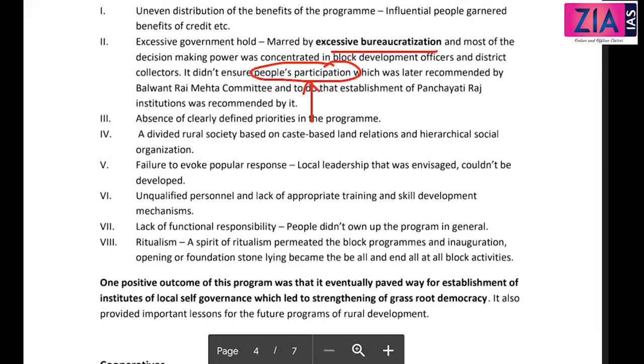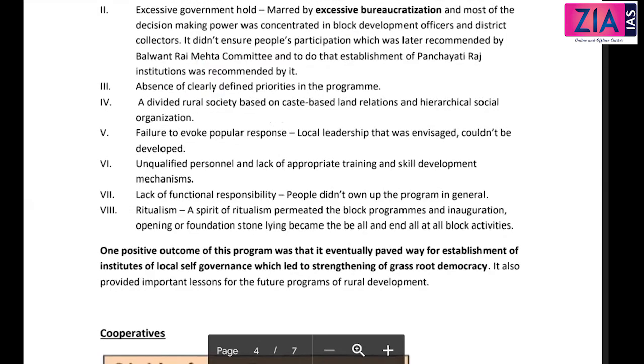but that was not actually the case, which was later recommended by the Balwant Rai Mehta committee, and then the Ashok Mehta committee, and the LM Singhvi committee, and then that led to Panchayati Raj institutions later, the 73rd and 74th amendment. And that was given the constitutional status. Once you give the constitutional status, then they can do things on their own. You don't want to depend on anyone else, because the power is given by the constitution.